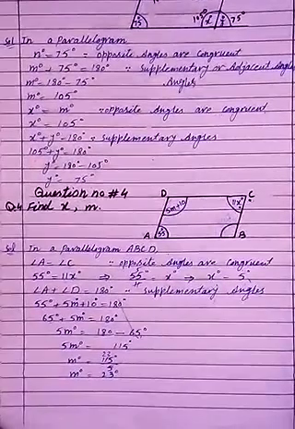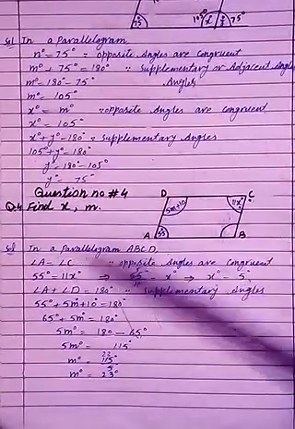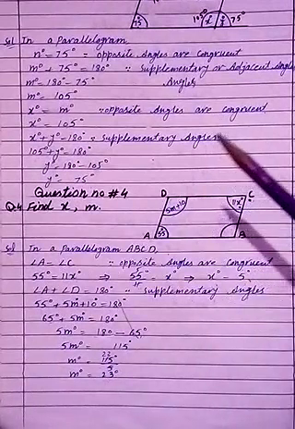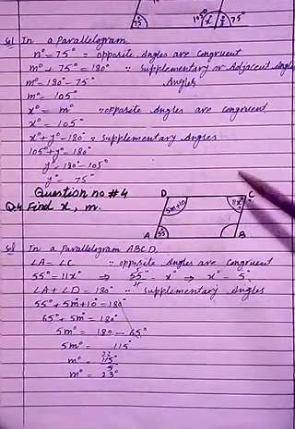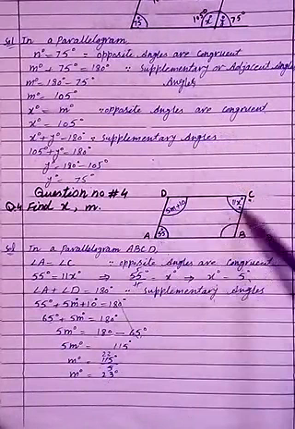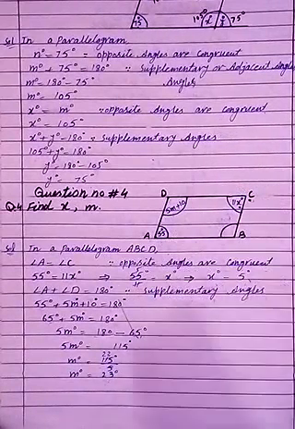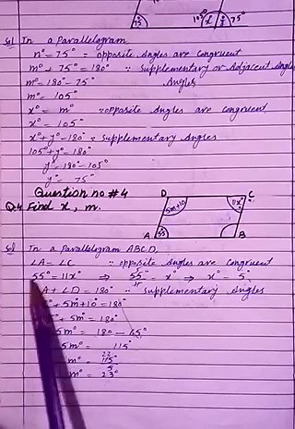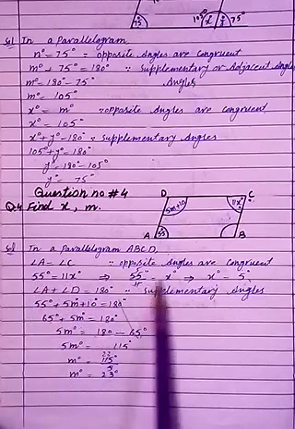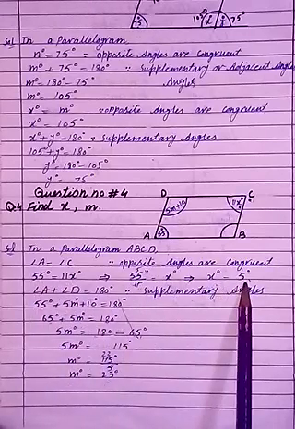Next, question number 4. Find the values of unknowns x and m. Now angle A equals angle C. Its reason is opposite angles are congruent. So you have to put the value of angle A and angle C. After simplification you get x equals 5 degree.